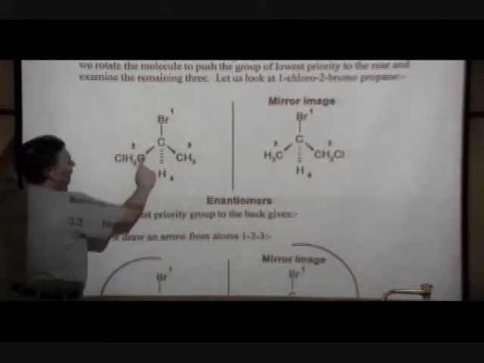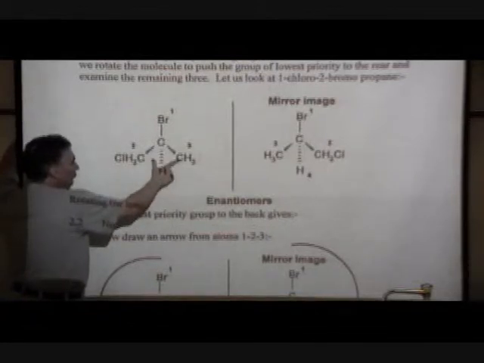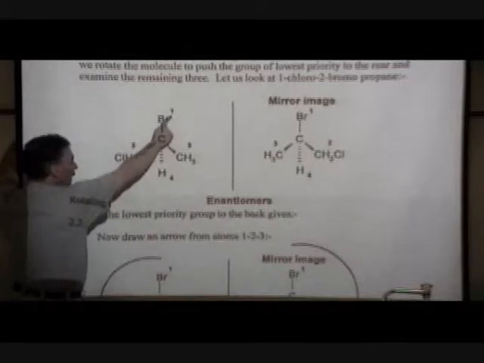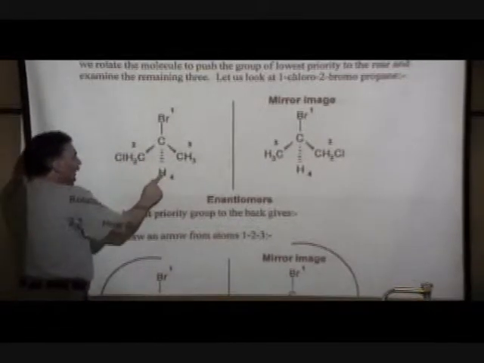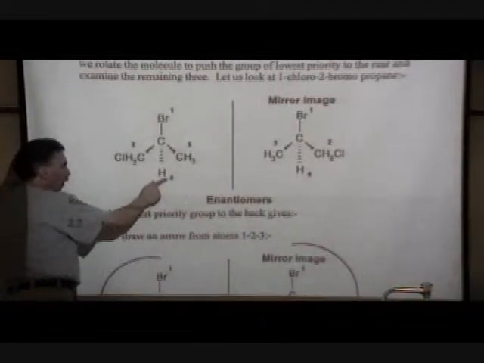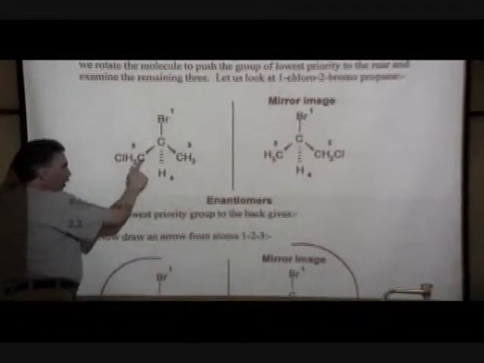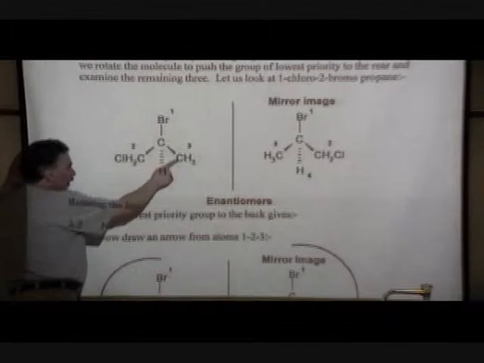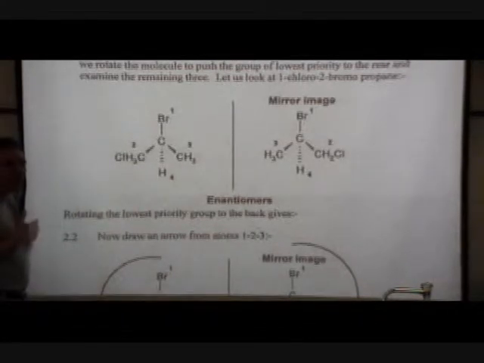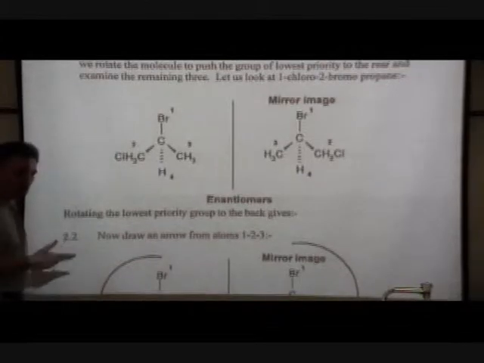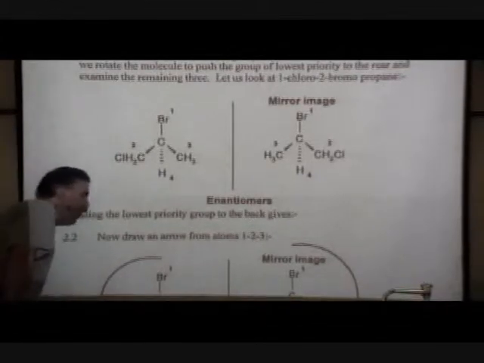Oh, actually there's 2 carbons here. So there's a tie between places 2 and 3. Bromine is definitely the winner because it's the highest atomic number. Hydrogen is definitely the loser because it's the lowest atomic number. And we'll look at the groups attached. So carbon to carbon, and because we have a tie, we then look at the atoms which are attached to those carbons, giving us a tie.